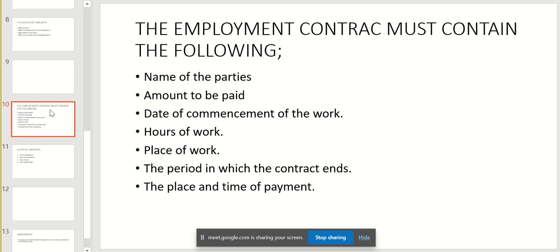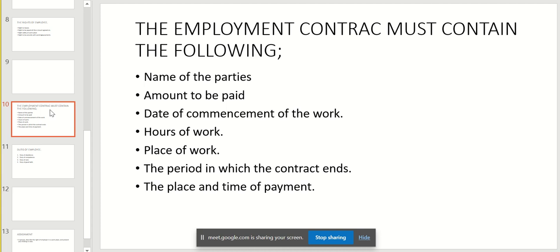Secondly, we are going to move on to the employment contract. What must an employment contract contain? When signing a contract, the following must feature in the contract sheet. One, the name of the parties. Second, we have the amount to be paid. Here the amount to be paid to the employees must be clearly indicated. Third, we have the date of commencement of work.